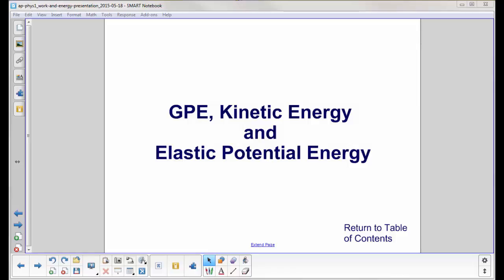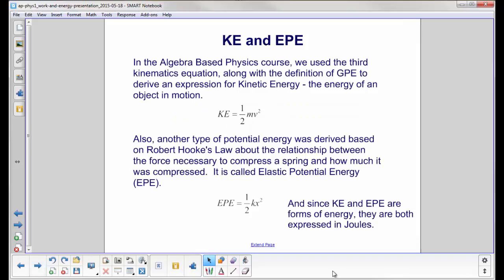Let's now put together all the different forms of energy we worked with in the algebra-based physics course. We use the third kinematics equation, along with the definition of gravitational potential energy, to derive an expression for kinetic energy, which of course is the energy of an object in motion. Kinetic energy is equal to 1/2 mv squared.